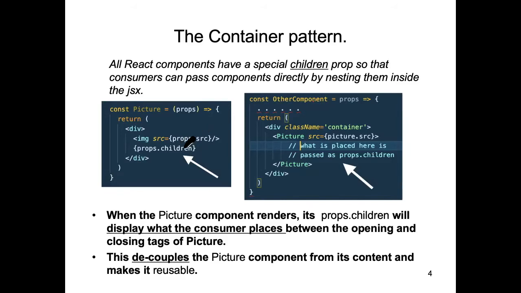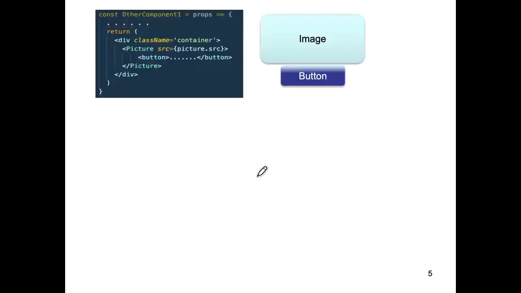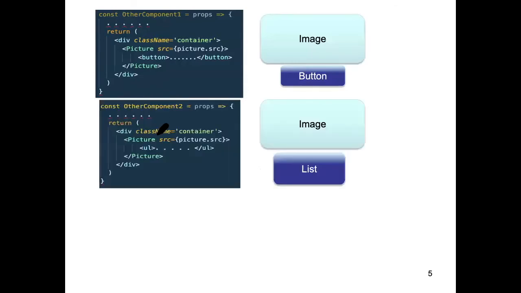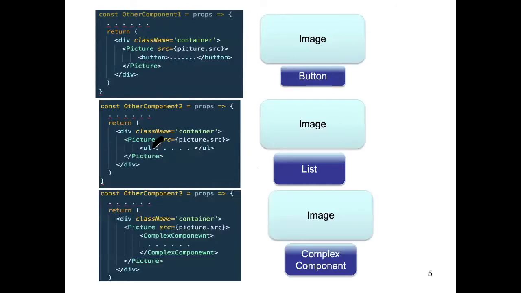But what it displays after the image is up to what we're calling the consumer. The consumer is the component that's using the picture. So for this example, it's going to display a button. Whereas here, I'm getting it to display a list with the image. Here, I'm getting it to display whatever my complex component is with the image. So I'm reusing the picture for different use cases. And that was one of my objectives, this idea of reusability.